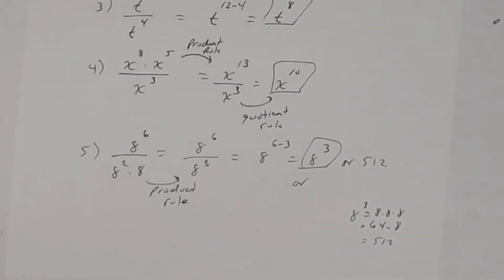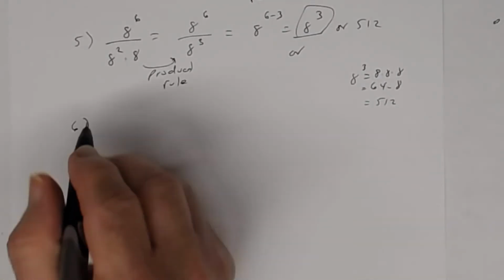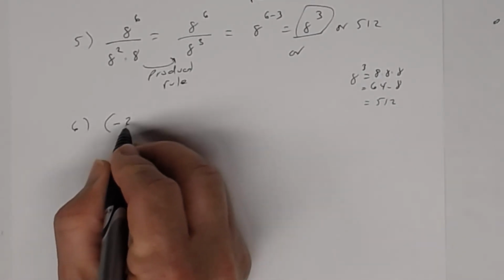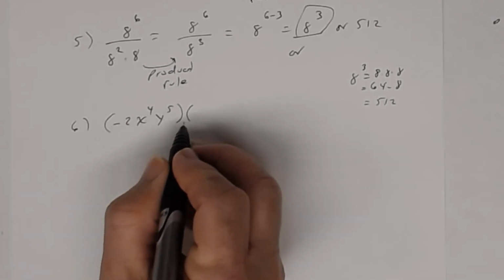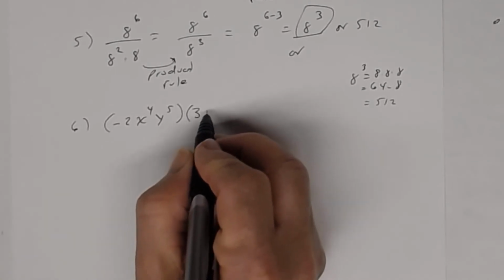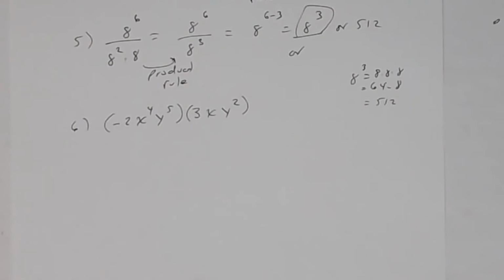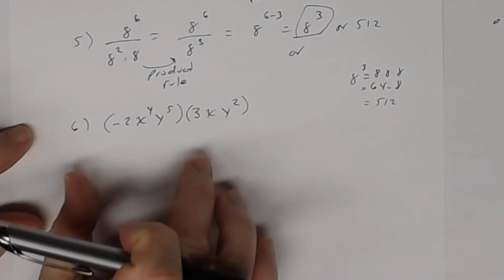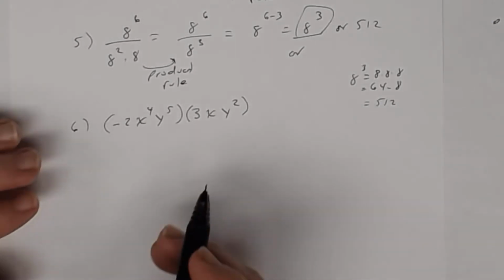Okay, let's look at number 6 now. So number 6, let's suppose we had this in number 6. We had negative 2 x to the 4th y to the 5th times 3 x y squared. Okay? Don't make that difficult. It's not difficult at all. All right? Now, when you do more practice with this, it's very easy to get the answer right away. But in your mind, this is what you got to think about.